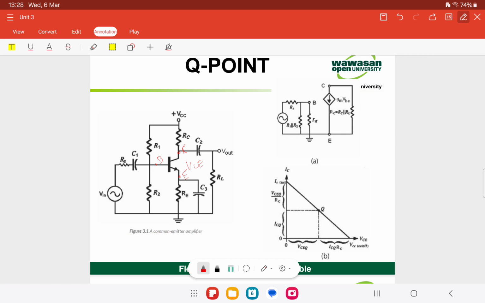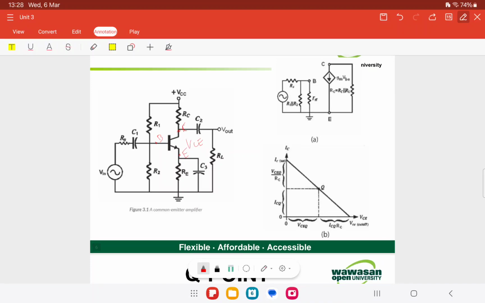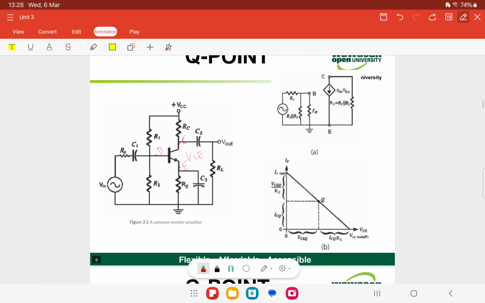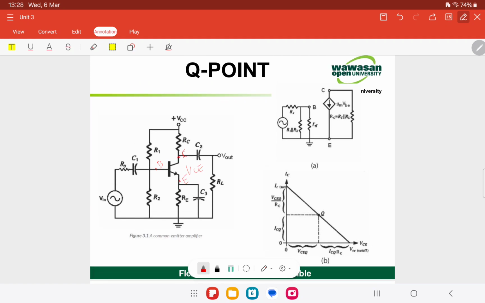So from this common emitter circuit, we can get the DC and AC load line. Figure A here is the AC equivalent circuit, and figure B is the AC load line. This is the AC equivalent circuit for this common emitter, and this is the DC load line.